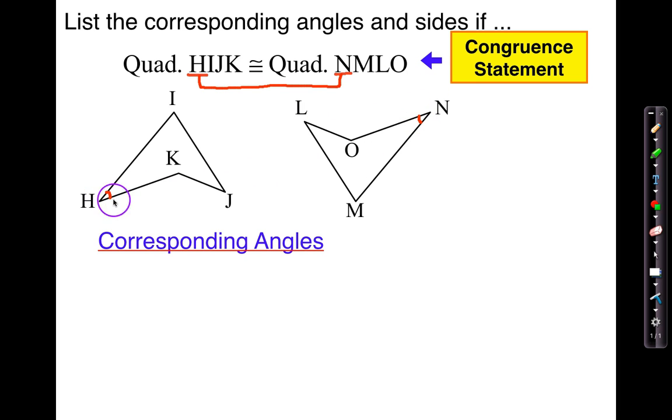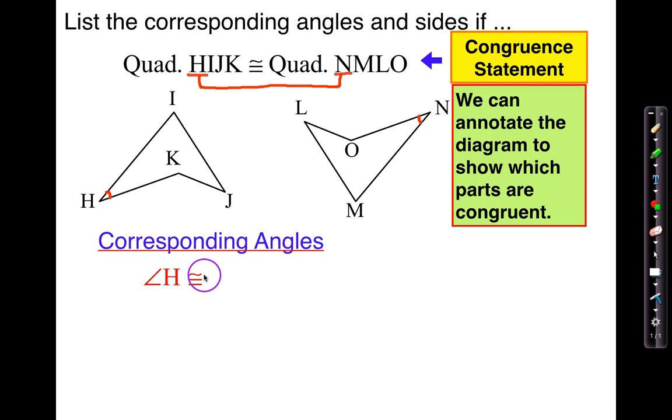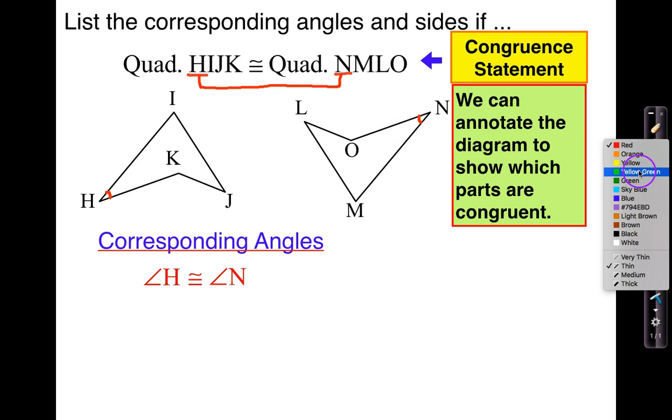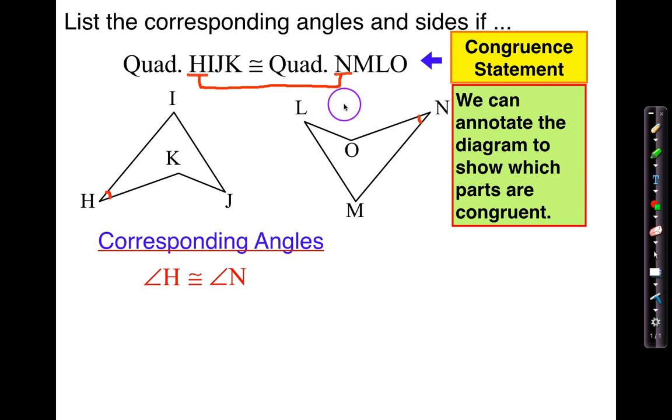So notice I went ahead and used one tick mark to show me, okay, these angles are congruent. So I can go ahead and write angle H is congruent to angle N. So this is basically my way of annotating on top of the diagram so that I can quickly assess what angles are congruent to what. Okay, so let's try the next one.